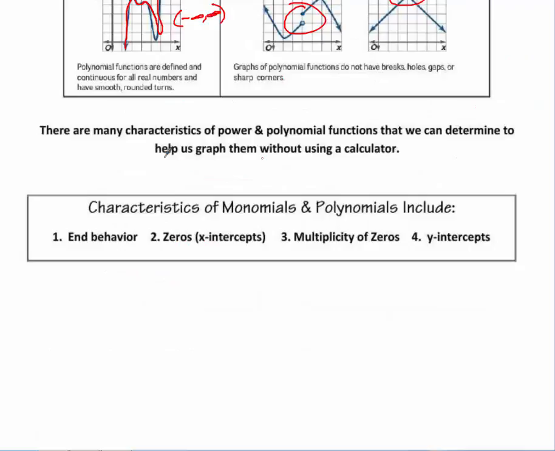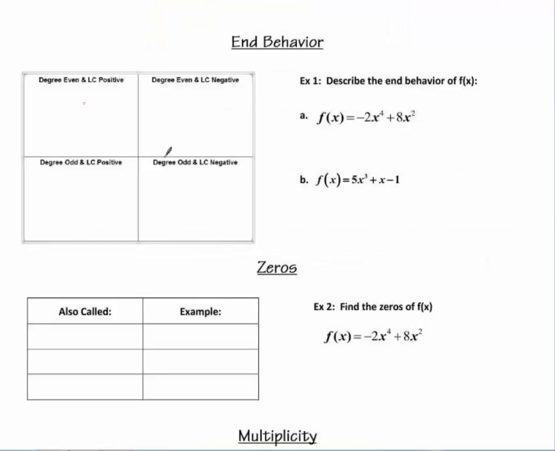So there's a couple of main characteristics that we can determine about polynomial functions and power functions, and it can help us graph them without a calculator. So there's end behavior, zeros, multiplicity of zeros, and y-intercepts. We'll talk about those real quick. First thing we'll talk about is end behavior, and you've kind of already seen that.